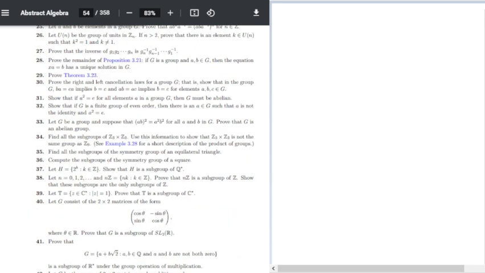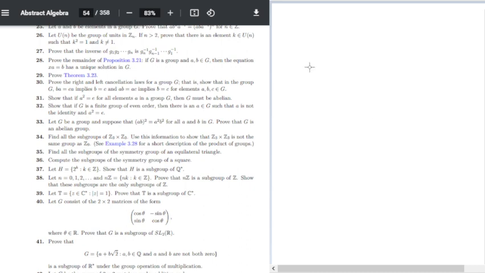Sure, if G is a finite group of even order, then there is an element A in G such that A is not the identity, and A squared is equal to E. All right. Hey, there are multiple ways you can prove this. A lot of it will be from this thing called Lagrange's theorem. But, okay, I guess let's do this, I guess.